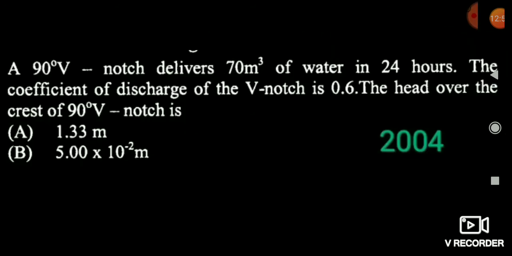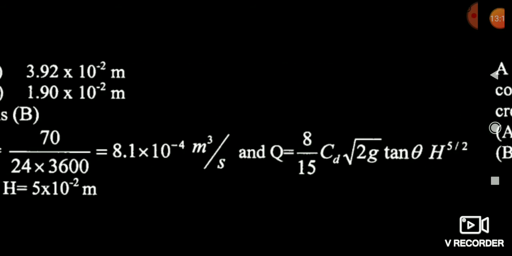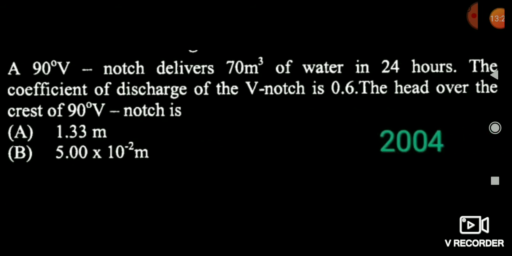Friends, you see this question. Here it is given that a 90-degree V notch delivers 70 meter cube of water in 24 hours, and the coefficient of discharge is given as 0.6, and it is asking for the head over the crest. So it is a very simple question. It is a 90-degree V notch. So 8 by 15 into Cd into root under 2g into h to the power 5 by 2 into tan theta by 2. So friends, sorry, here I have written it simply as tan theta by 2. It is a little bit of a minor mistake.